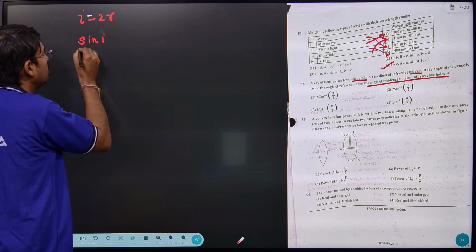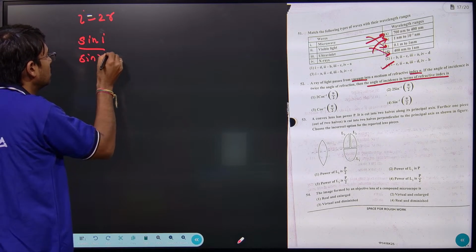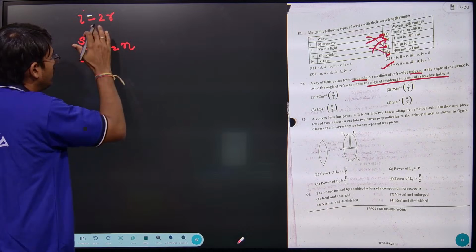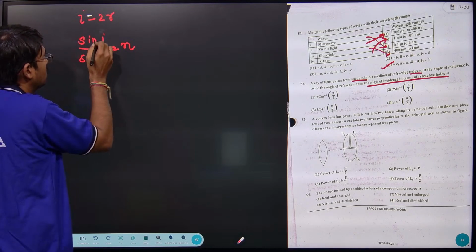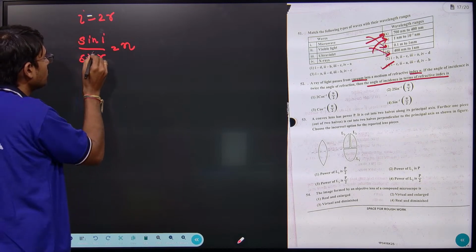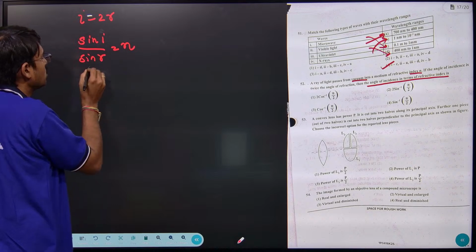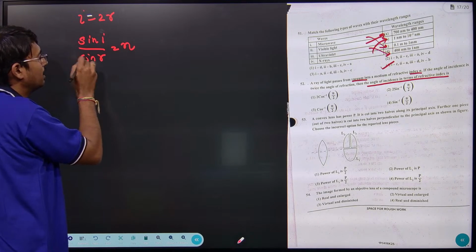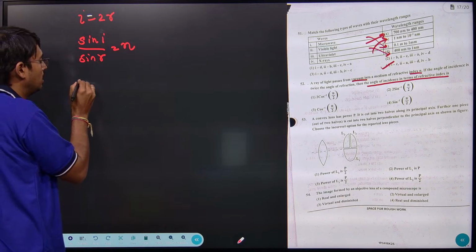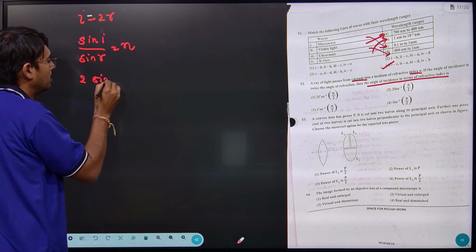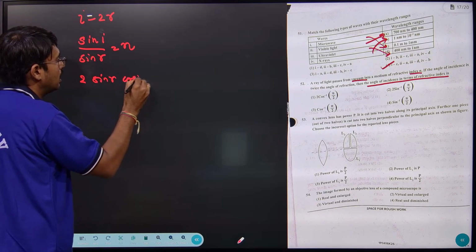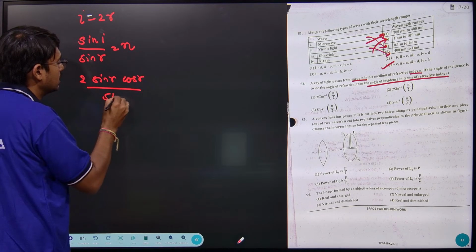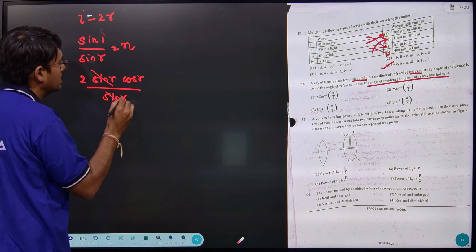Sin i divided by sin r equals n. We can use this particular one. First we'll substitute i equals 2r. If i equals 2r, what do you get? That is sin 2r divided by sin r. We'll expand sin 2r. So that is 2 sin r into cos r divided by sin r. So this sin r will get cancelled.